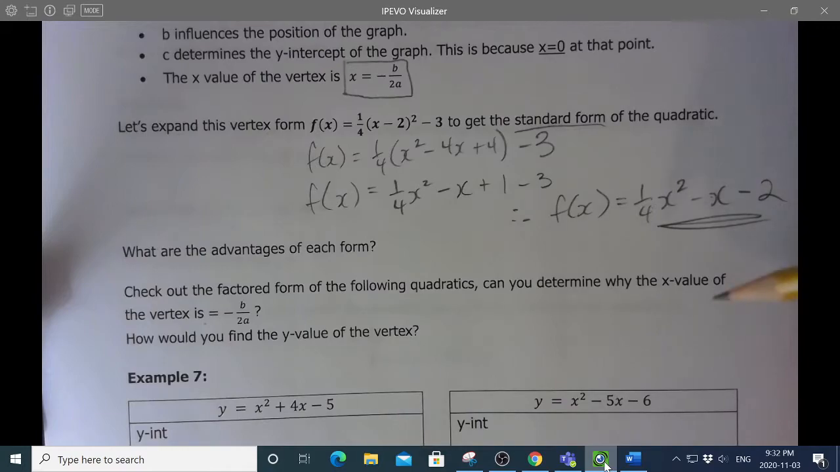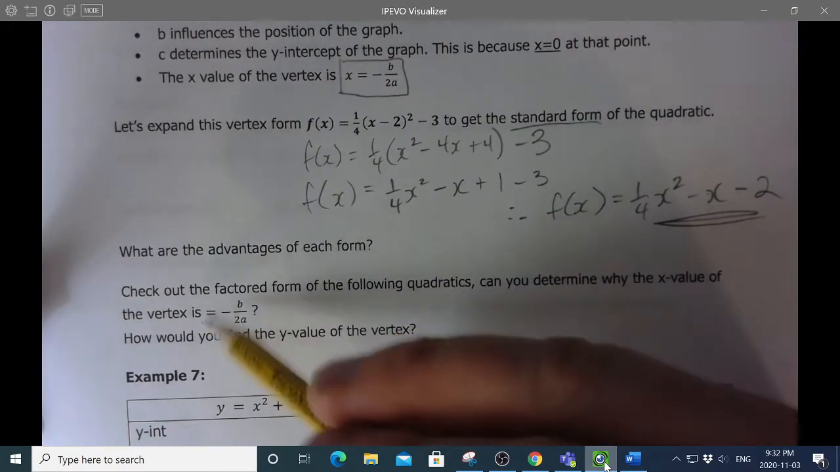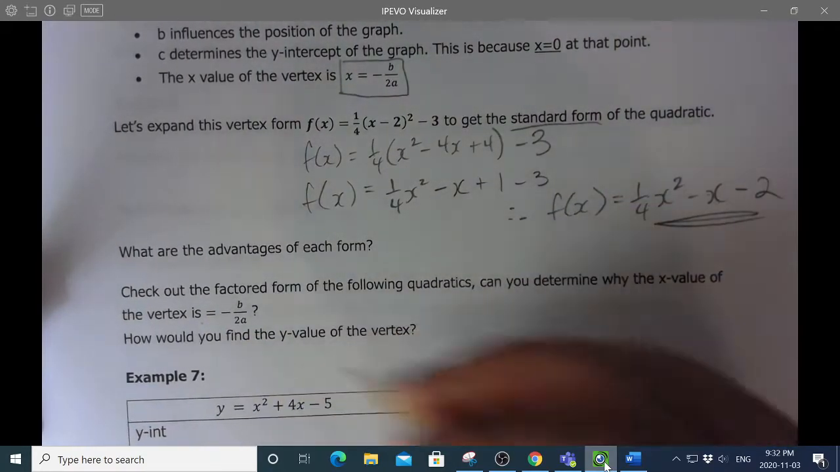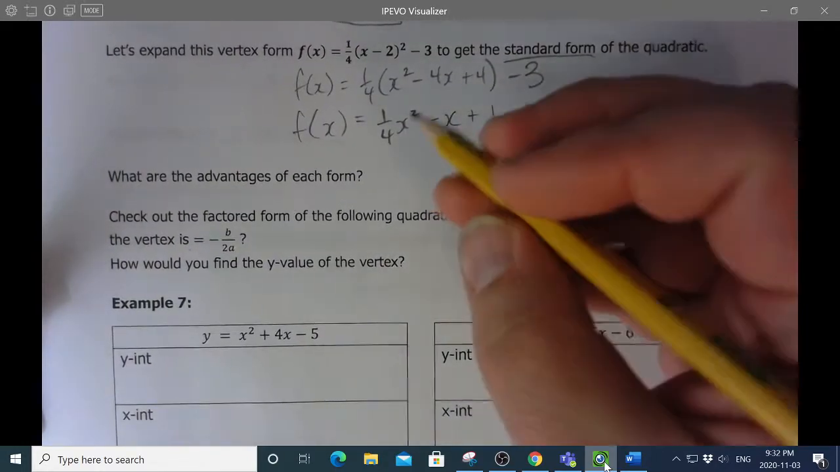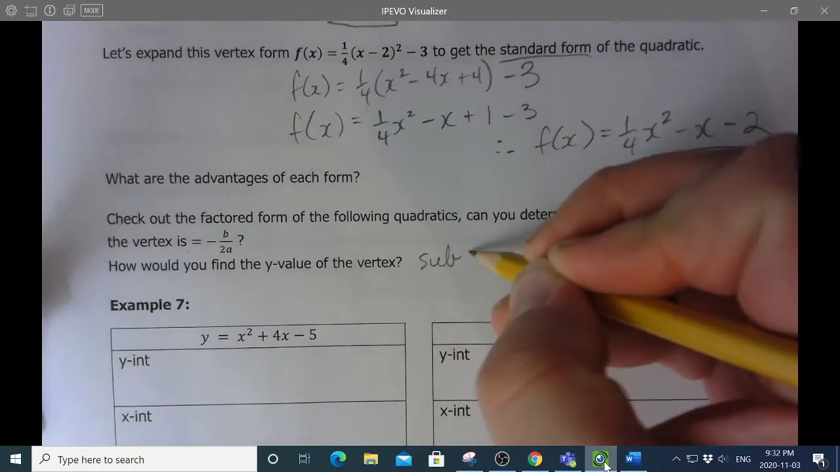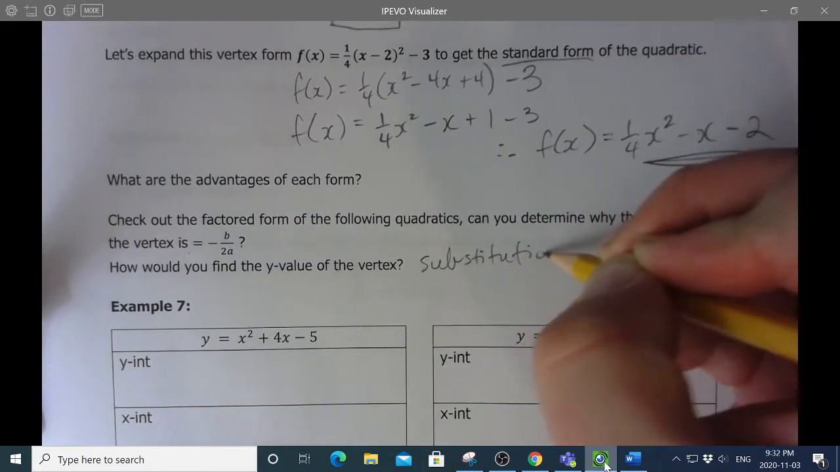It's not that hard to find the x value of the vertex. Again, this little formula gets it for you. And you'd find the y value. How would you find the y value? Well, you'd find that by substitution. And I'll show you that in a sec.